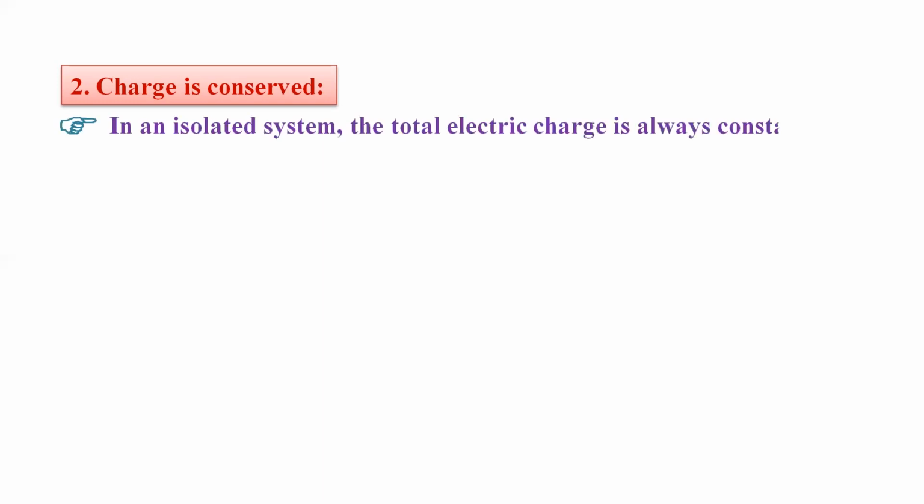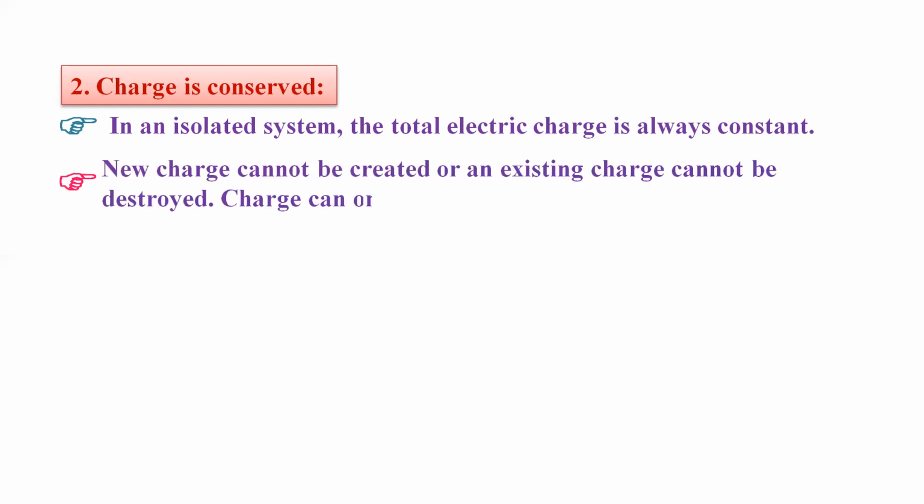So what is conservation of charge? The total charge of an isolated system is always conserved. In simple words, it is not possible to create or destroy the net charge carried by an isolated system. So in an isolated system, the total electric charge is always conserved. You cannot create a charge or destroy a charge, but it can just be transferred from one body to another. So that's a very simple property.